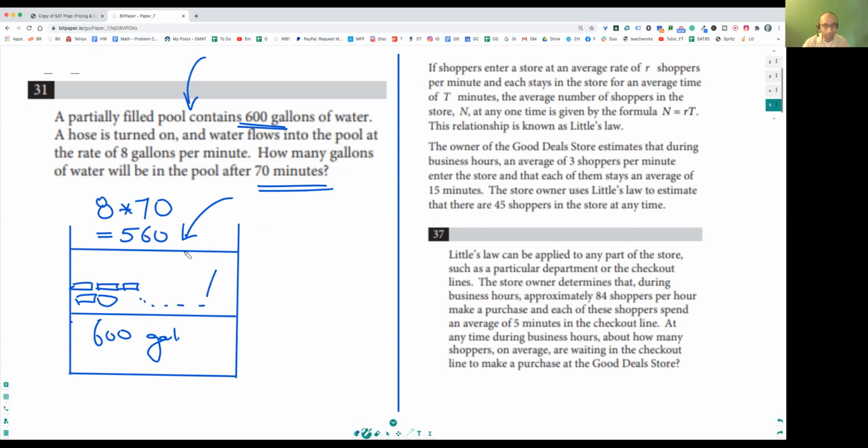So that fills up the water. But remember, 560 is not the answer. You've got 600 as well. So 560 plus 600 gives you 1160 as the answer, all right? That's the answer. So be careful. Don't ever forget the initial value. Use all of the information that's given to you.